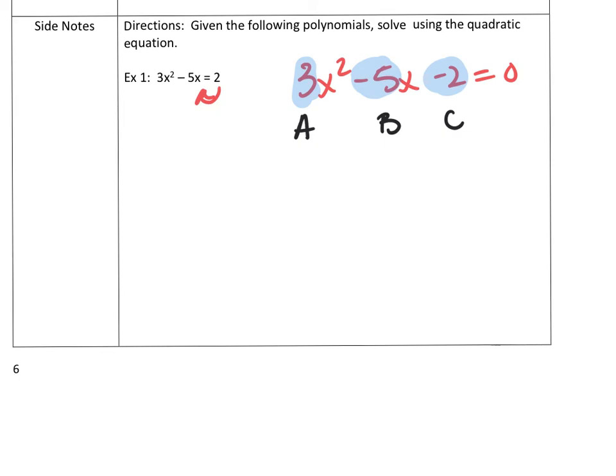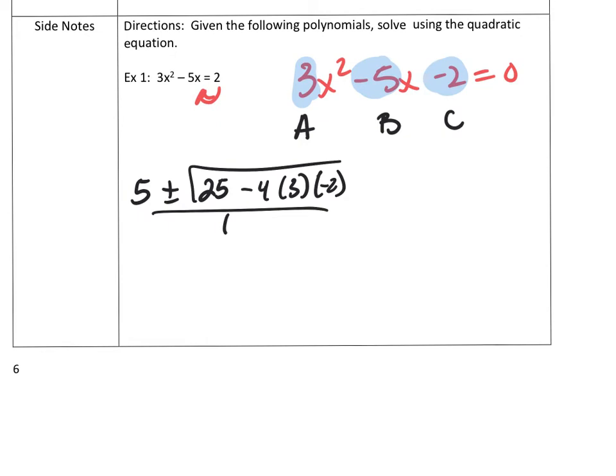So the equation is -b, in this case it's going to be 5, plus or minus the square root of b squared. I'm going to go ahead and put 25 if you're okay with that. Minus 4, the A value is 3, and the C value is -2, all over twice A, and I'm going to go ahead and put 6 instead of 2 times A. So just kind of quick cheats.